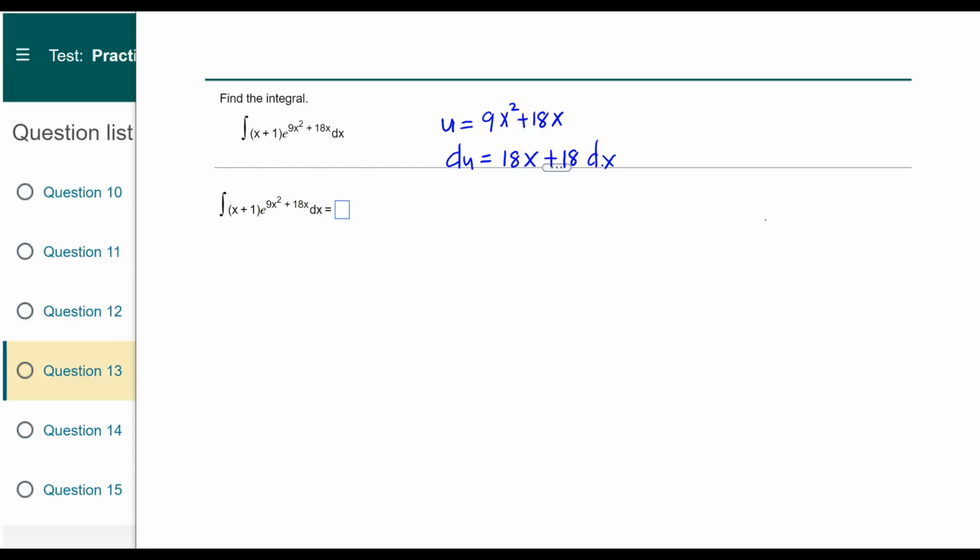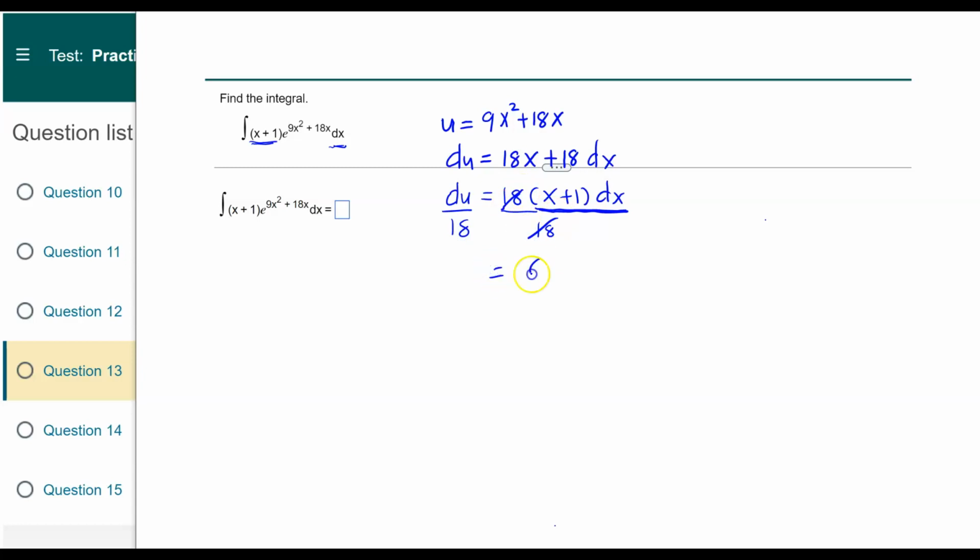Now, if you look at this again, you see x plus 1 dx. Also, you can factor out that 18. So you have 18 times x plus 1 dx. That's your du. So you have an expression here for x plus 1 dx. Then you just divide both sides by 18 to cancel the 18 here.